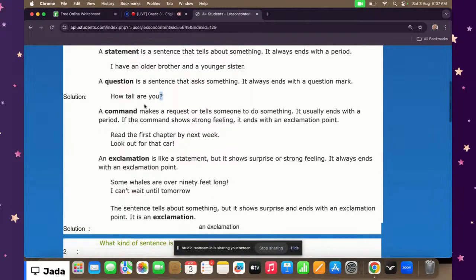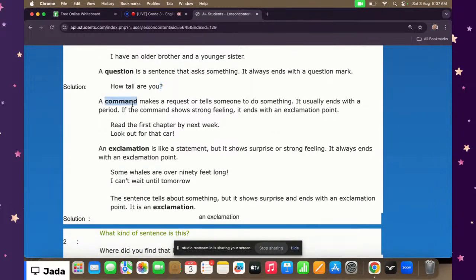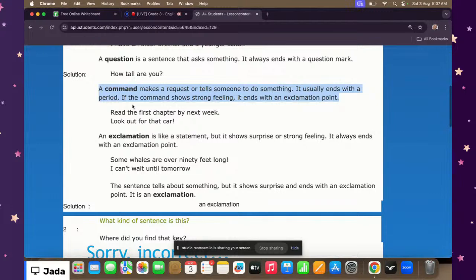So, moving on, we have a command. A command makes a request or tells someone to do something. It usually ends with a period. If the command shows strong feeling, it ends with an exclamation point. This is an exclamation point, just beside, look out for the car. This is what we call the exclamation point.